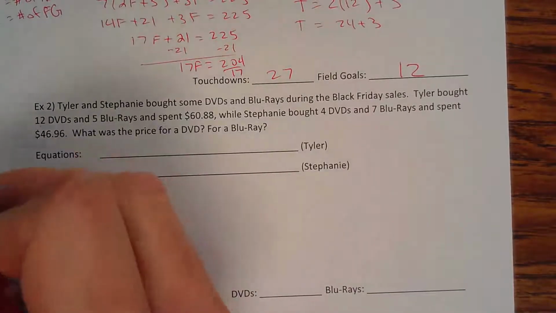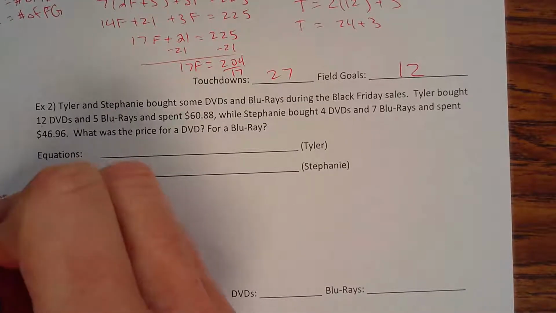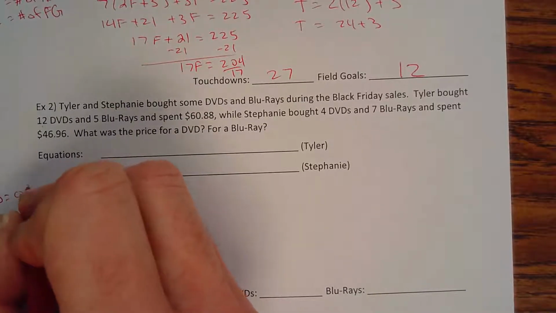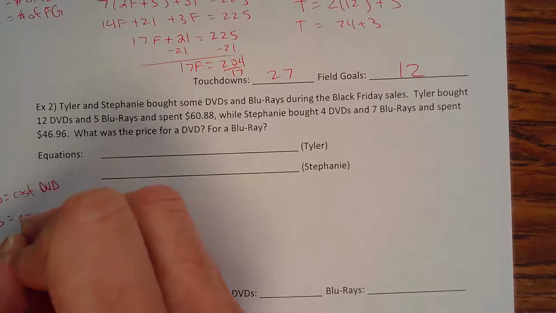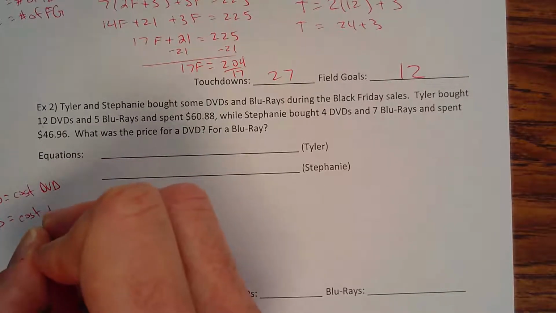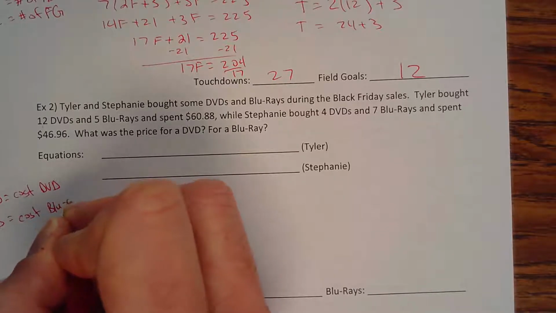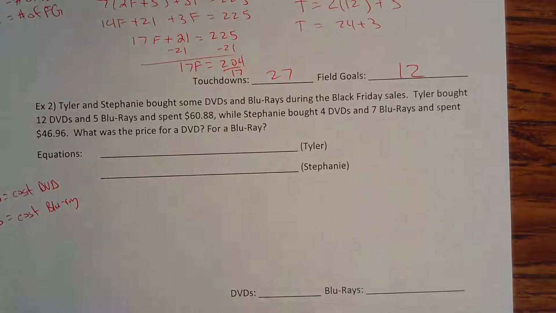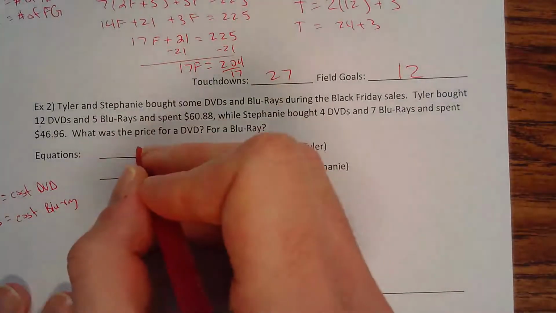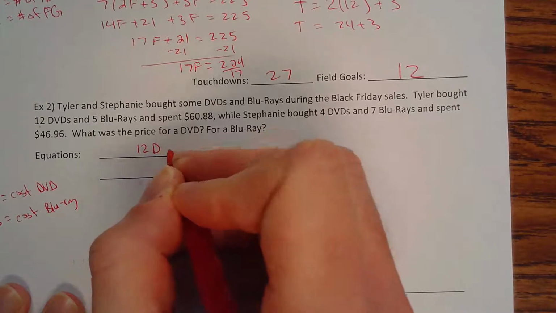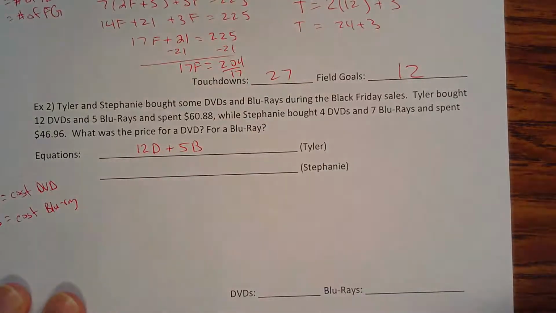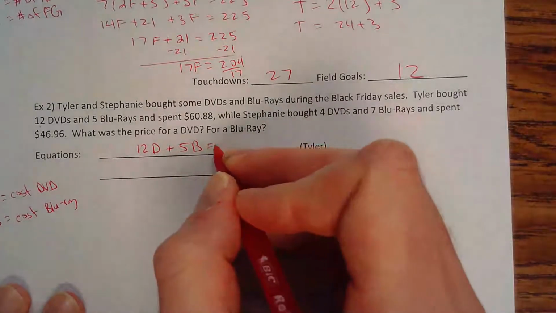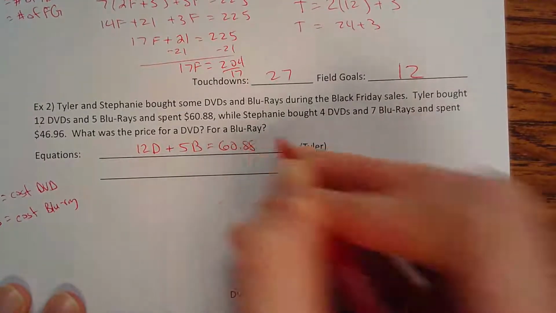So my variables here, I'll say D is the cost for a DVD. B is the cost of a Blu-ray. Okay, so let's plug these in here. So Tyler bought 12, so 12 times the cost of a DVD plus 5 times the cost of a Blu-ray. If I add those together, that's the total amount of money he spent, which happens to be $60.88.